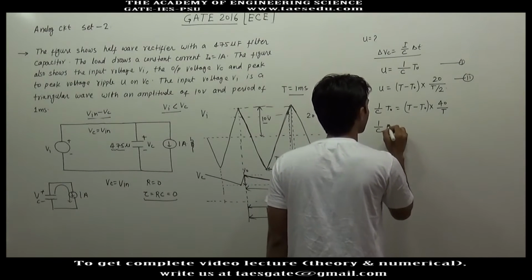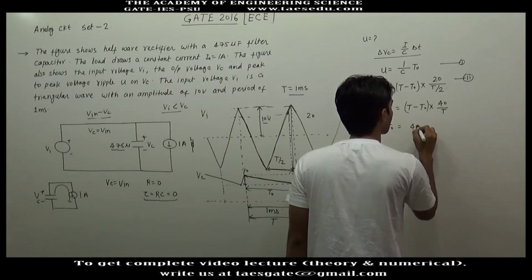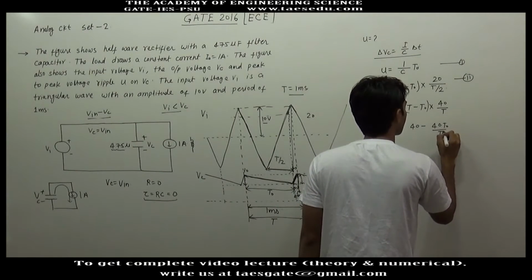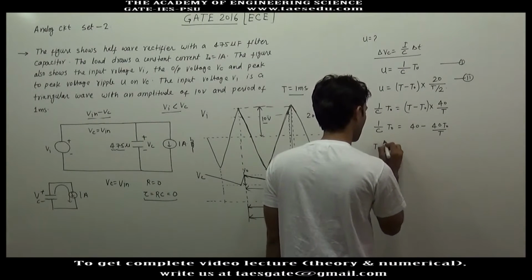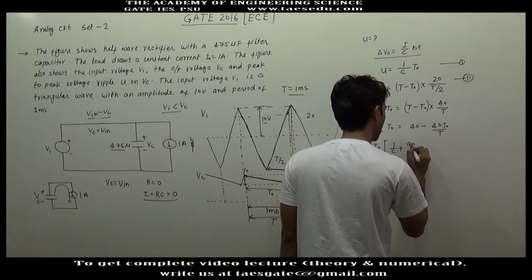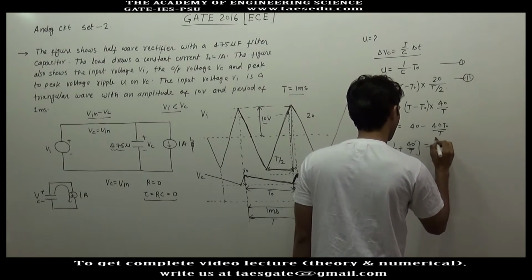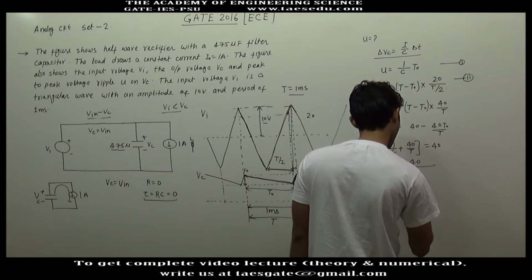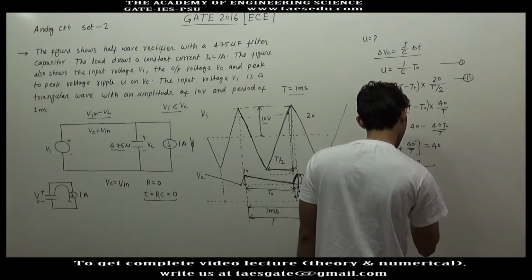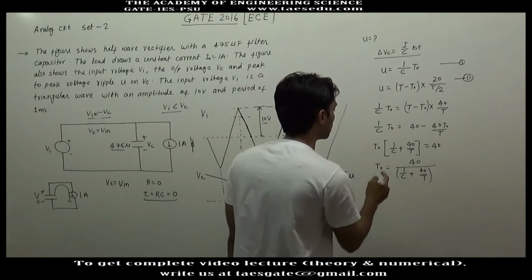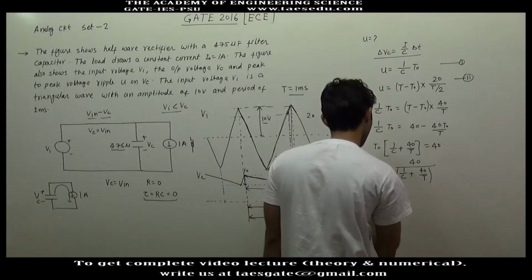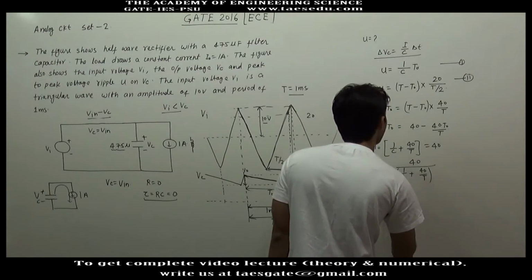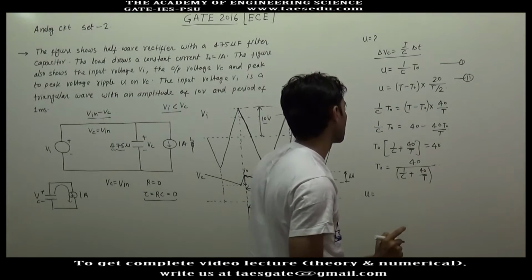This is 1 by C into t naught equal to 40 minus 40 t naught divided by T. So t naught into (1 by C plus 40 by T) is equal to 40. So t naught is 40 divided by (1 by C plus 40 by T). Now put the value of t naught here, we will get U. U is equal to 1 by C into t naught.